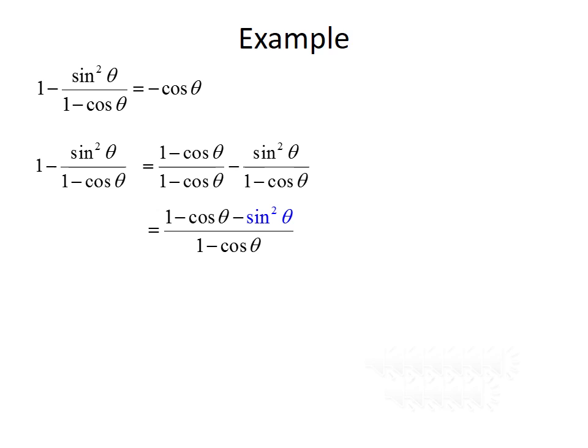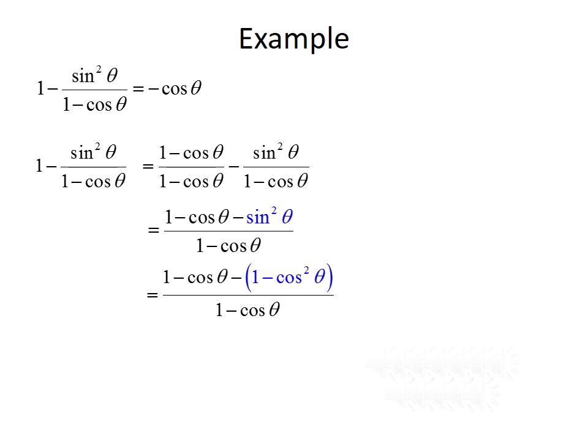If we combine the fractions together, we'll get 1 minus cosine theta minus sine squared theta over 1 minus cosine theta. If we use a variation of the Pythagorean identity, sine squared plus cosine squared equals 1, we can rewrite sine squared as 1 minus cosine squared theta.